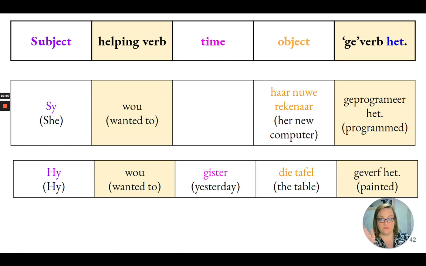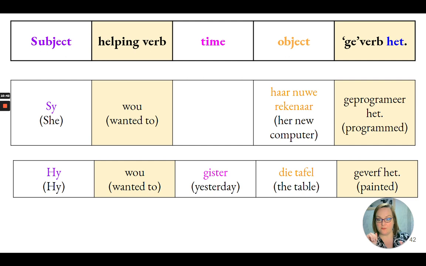Let's look at wou. Sy wou haar nuwe rekenaar geprogrammeer het. Wou being wanted to. What is the main verb in this sentence? Okay, so when you have the main verb and a helping verb, the helping verb goes to that verb 1 space, and in the past tense it moves the main verb to the end, a verb and a het. Sy wou haar nuwe rekenaar geprogrammeer het. She wanted to program her new computer.